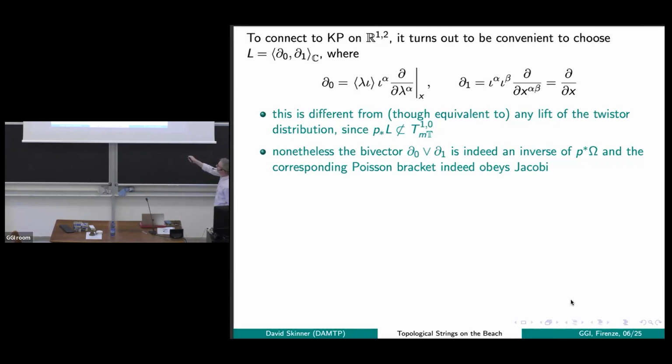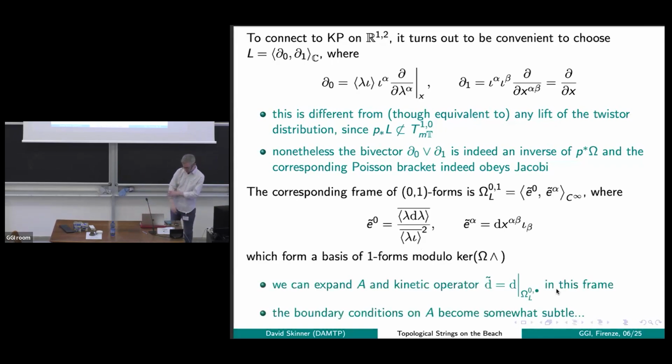And what I'm going to choose as my other direction is not d by d mu, but d by dx, this preferred direction x in space-time. And again, this is an unconventional choice, although it's equivalent by the argument I didn't quite get around to showing you, because the push forward of these vectors is not holomorphic when you push them down to mini twistor space. Nonetheless, if I take the wedge product of these two, that does indeed invert this 2 form, and the corresponding Poisson bracket that you can build out of these 2 vectors is a Poisson bracket, and in particular it does obey the Jacobi identity.